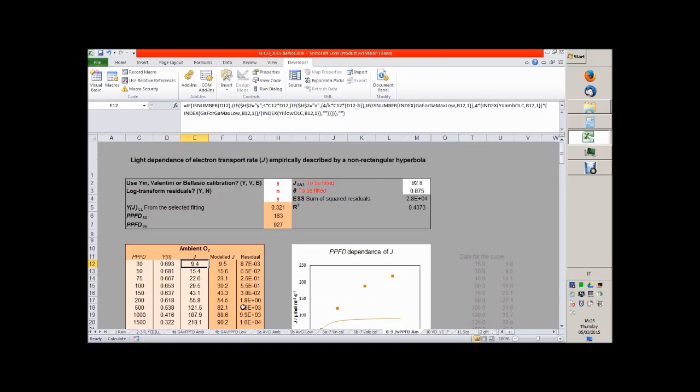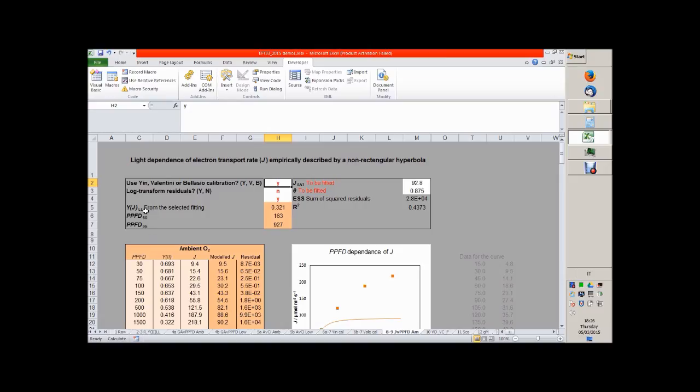J can be calculated with three different approaches: the Yin, Valentini or Bellasio calibration, and these can be specified in cell H2. In this case, Yin is specified. The fitting procedure and the fitted function is very similar to what we have seen in sheet 4 and 5. The hyperbola has an initial slope, a curvature, and a horizontal asymptote. The initial slope is YJLL, the initial quantum yield for electron transport.